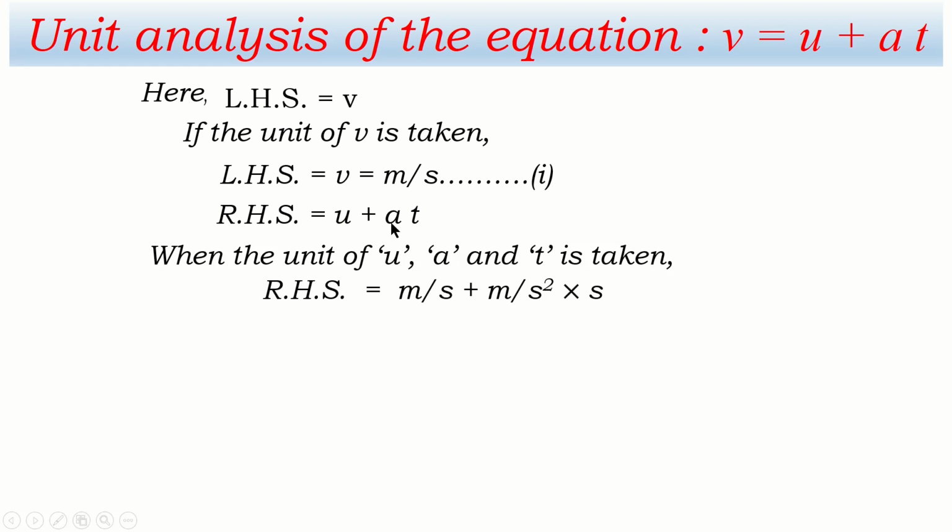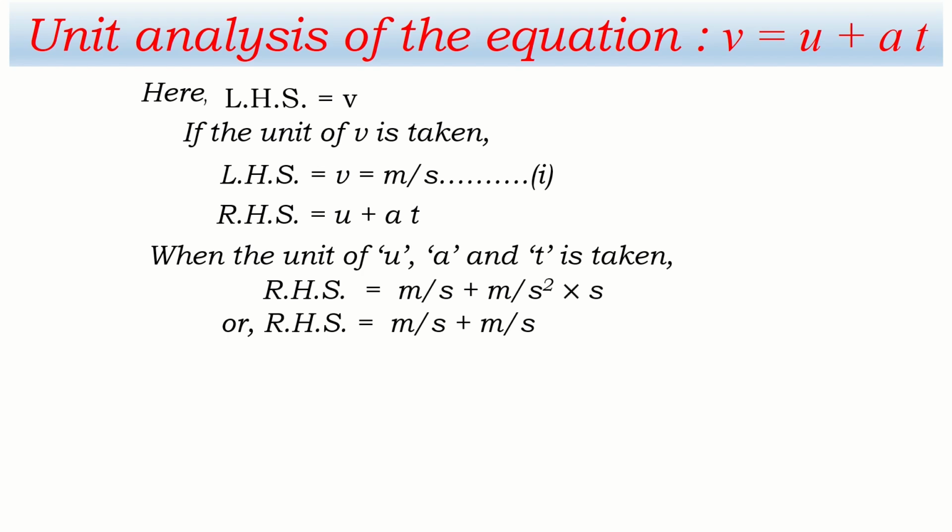And if we multiply these two, then one second is removed: meter per second plus meter per second. And in unit analysis, we are not concerned with the number because we are looking at the unit of the left hand side and the unit of the right hand side. They are equal or not. If they are equal, then we can say that this equation is correct.